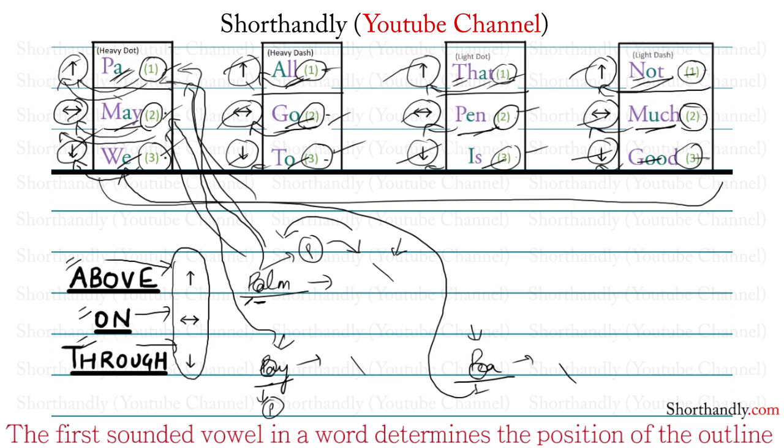Alright, so once again, let's just have a look at this statement. The first sounded vowel in the word determines the position of the outline. So in any word, the first vowel sound that we get will determine the position of the outline. Alright, so it's just that simple.